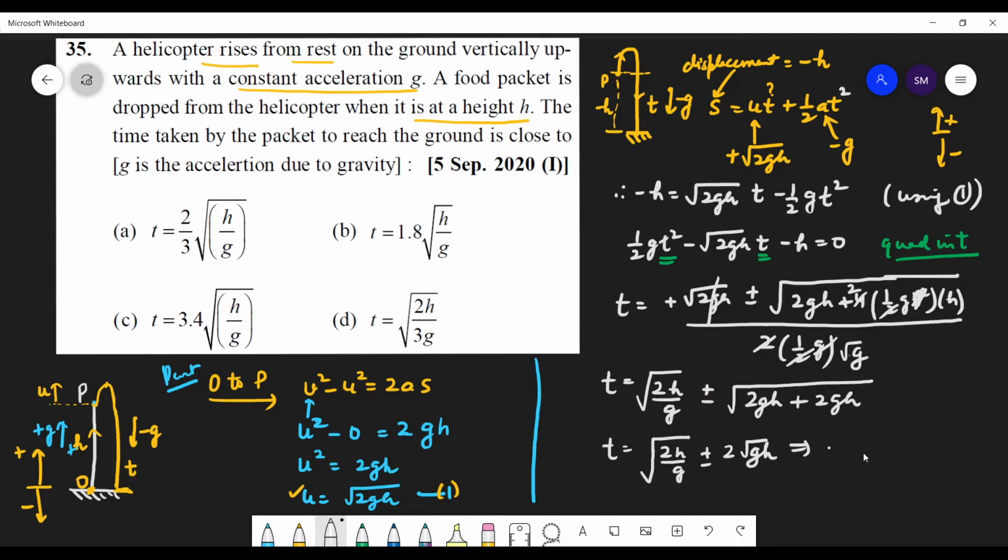प्लस कर लो पहले. 2h/g plus 2 अंडर द रूट gh, क्या बनेगा ये? अंडर द रूट g, ऊपर क्या आएगा? √2h प्लस, ऊपर नीचे किससे मल्टीप्लाई करेंगे? √g से, तो ऊपर क्या आ जाएगा? 2gh। तो ये तो ऑप्शन कहीं दिखाई दे रहा है आपको?